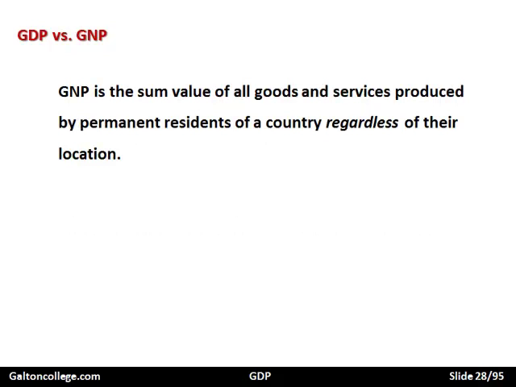GNP is the sum value of all goods and services produced by permanent residents of a country, regardless of their location. So GNP looks at all the permanent residents of the country, no matter where they happen to be when they produce items. So they could be working abroad, but still be resident of the UK. If they're resident of the UK and working abroad, their output abroad will be added in the gross national product.